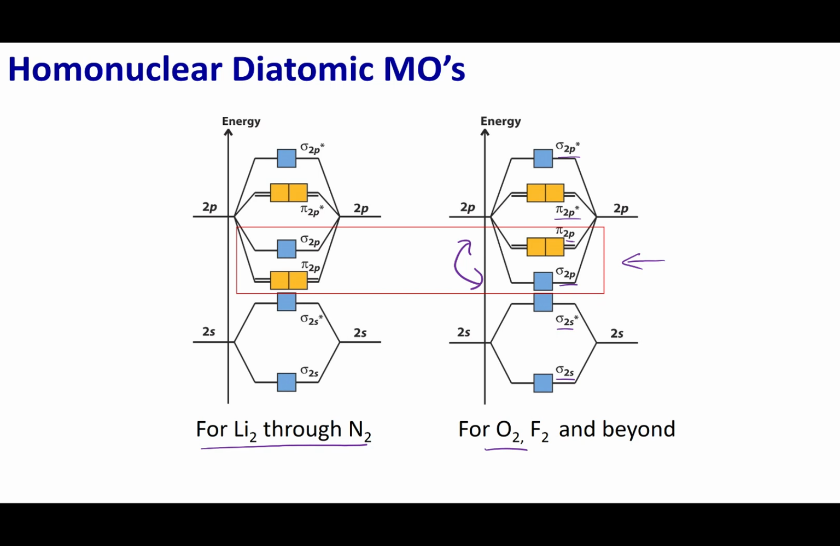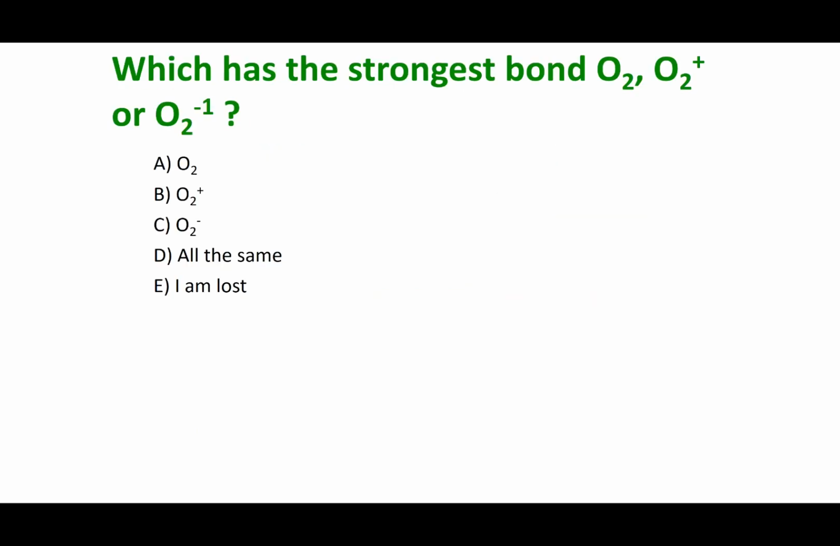All right, now that we have these diagrams, let's go ahead and try to practice them out so that you get used to filling out MO diagrams. So what I want you guys to do is tell me which has the strongest bond: O2, O2 plus, or O2 minus. All right, gentle people, let's go ahead and start drawing the molecular orbital diagram for O2.